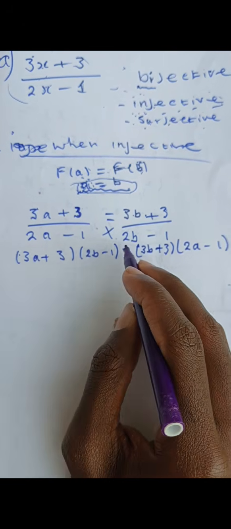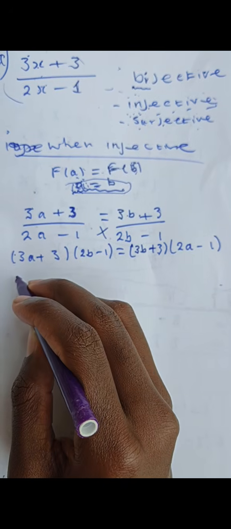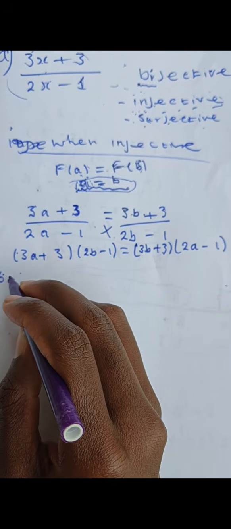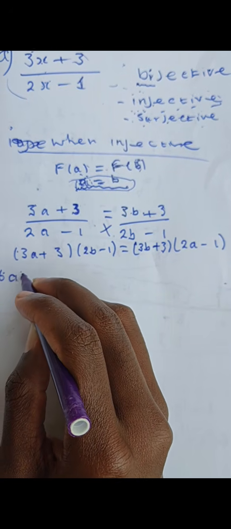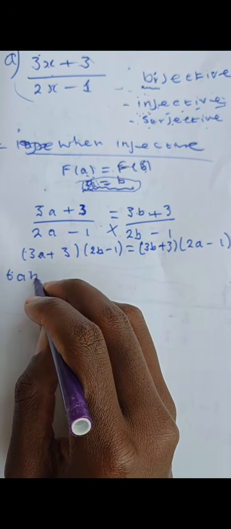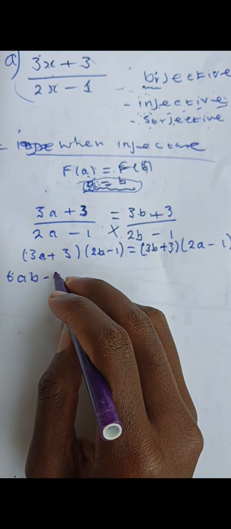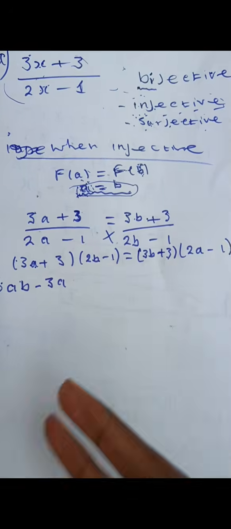Okay, so let's now expand. It's going to be 6ab. This time that is going to be negative 3a.